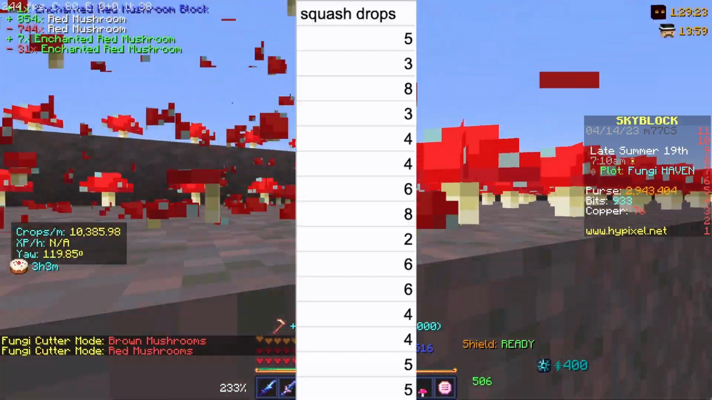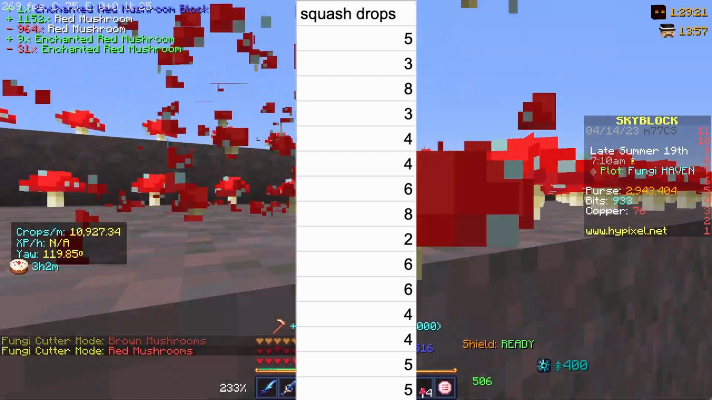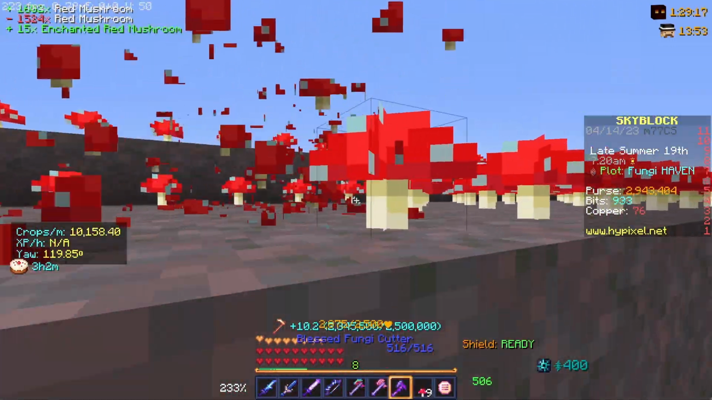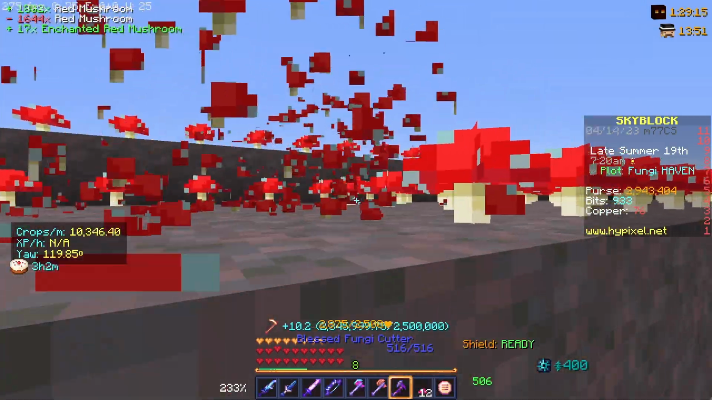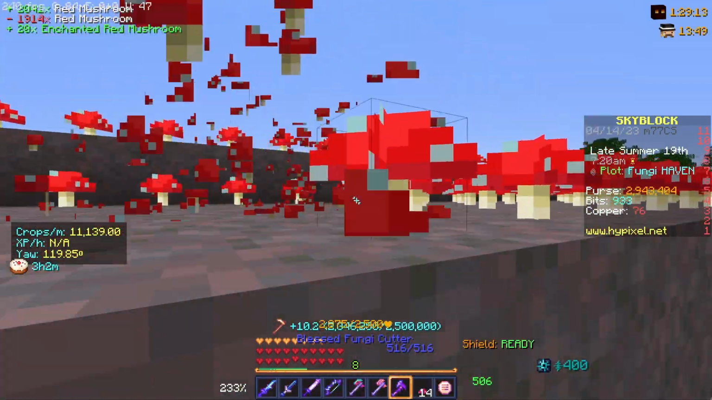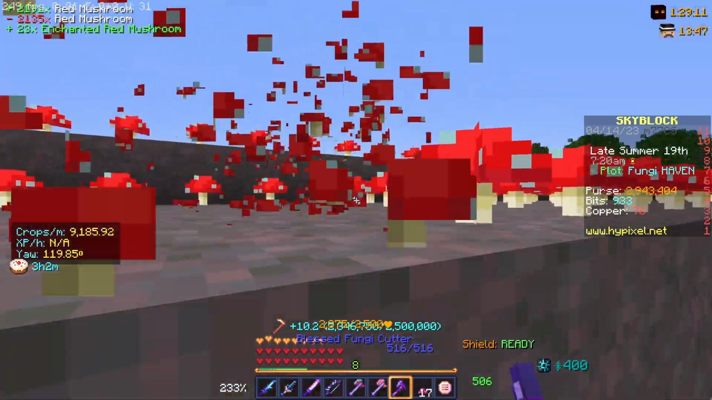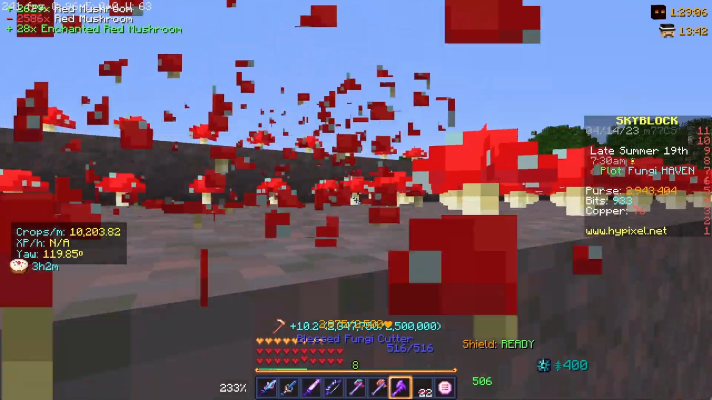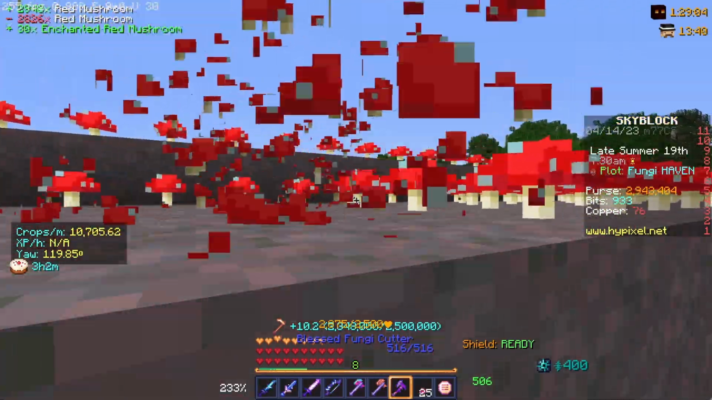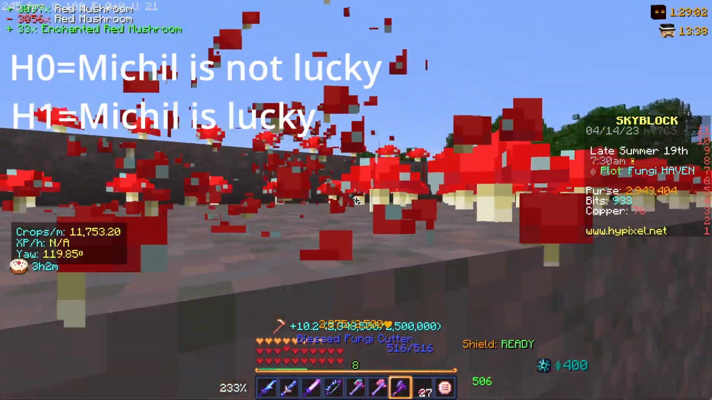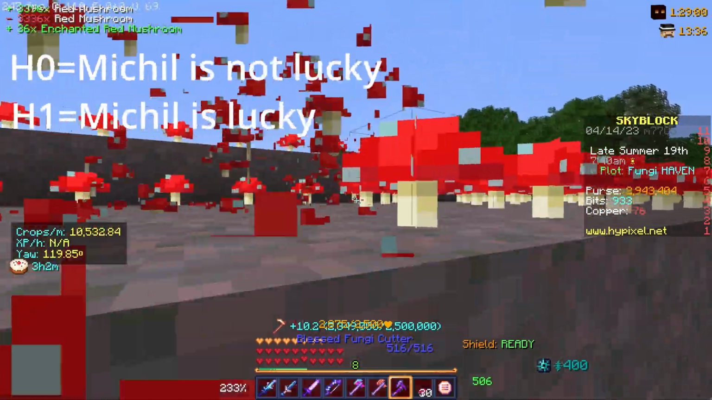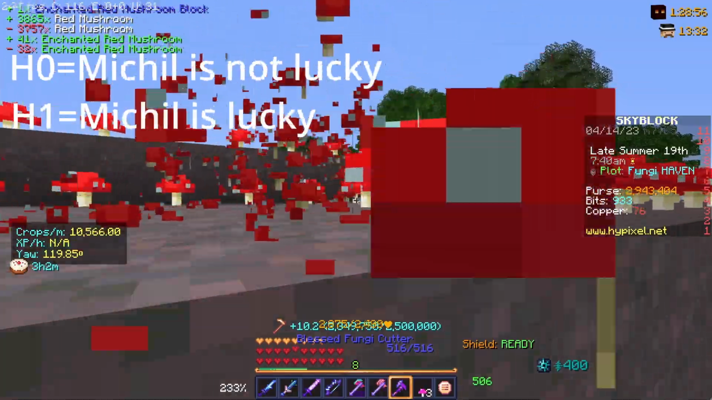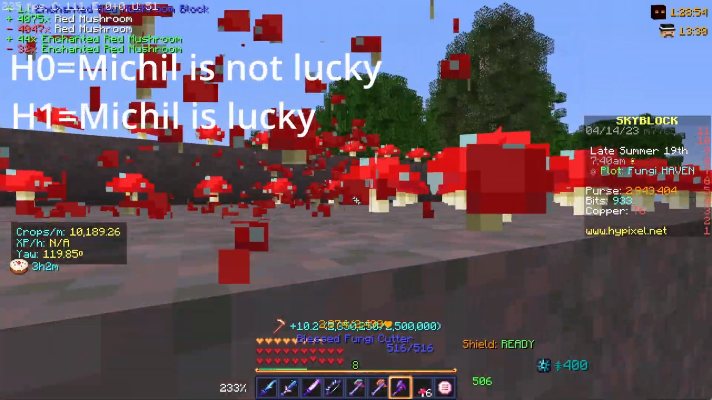From that, we can use the TI-84, go to t-test, go to data, and input all the values into list 1 with a frequency of 1. The mu 0, which is the null hypothesis, is that my drop chance follows the expected value of drop, which is 2.1 squashes per farm that is actually farmed.